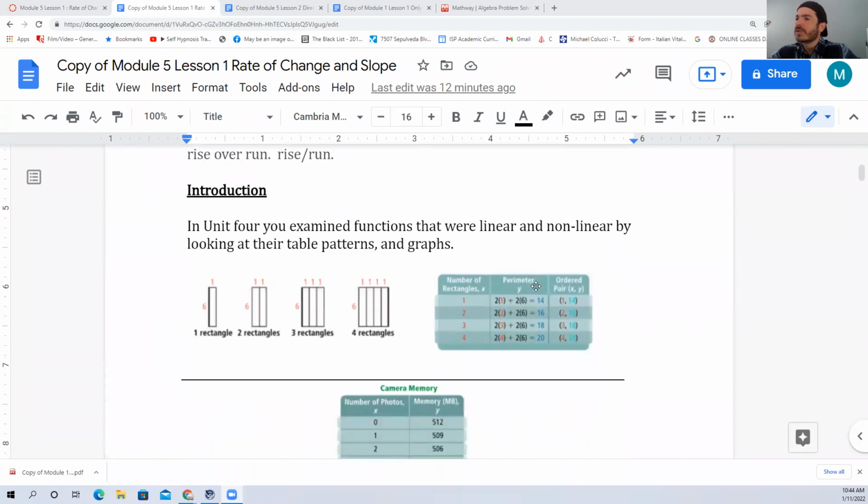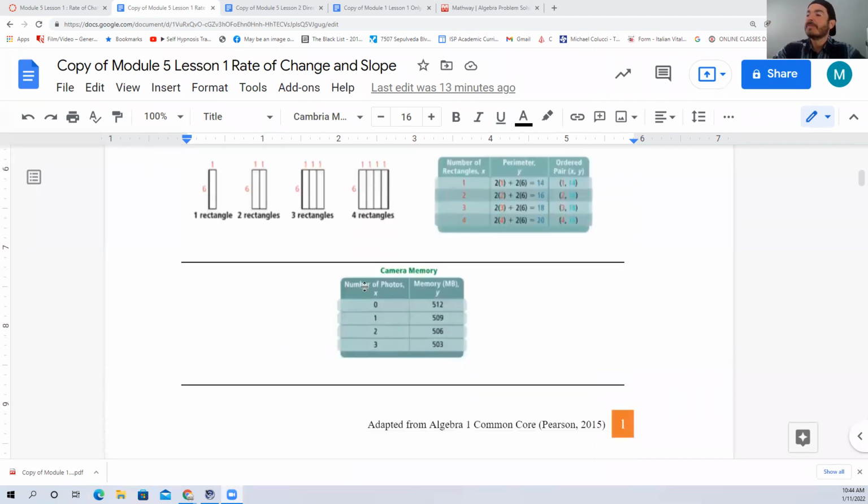That was the introduction. In Unit 4, you examined functions that were linear and nonlinear by looking at their table patterns and graphs. Remember, a linear function is going to be a straight line. And the rate of change, what we just discussed, the slope, will always be constant. It's not going to vary.